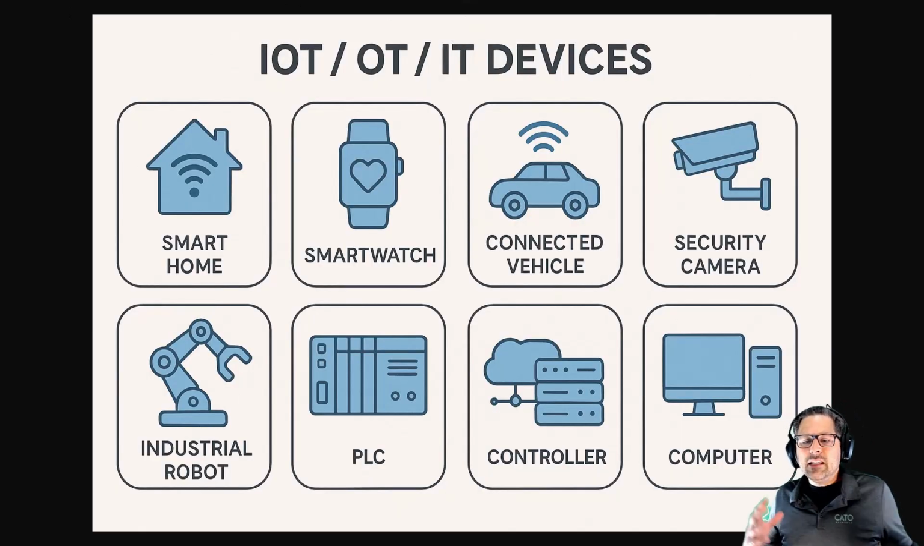Some examples of the devices, very high level: industrial robots, PLCs, controllers, a simple computer, Linux, Windows, doesn't matter, a camera, a connected vehicle. These are all IoT, OT, or IT devices, right? There are so many devices in our infrastructure that it's hard to understand what should be there and what shouldn't. When there's an unknown device, it's important to discover it, classify it, and ensure it doesn't have access to your critical infrastructure.